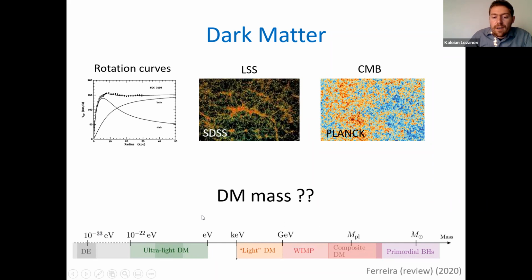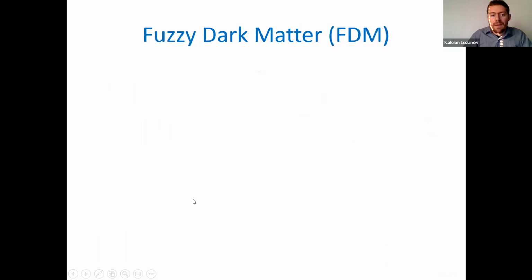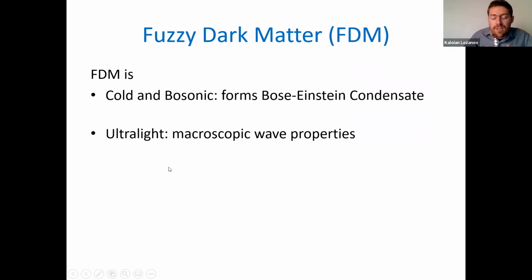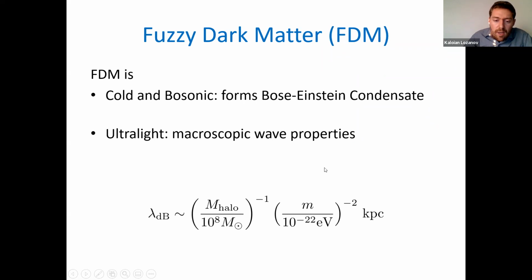And now we're going to focus on the lower end of this dark matter particle mass spectrum, a scenario known as fuzzy dark matter. So in our work, we assume that fuzzy dark matter is cold and bosonic, which allows it to form a Bose-Einstein condensate in the early universe. Since the fuzzy dark matter particle is ultralight, its wave-like properties are manifest on macroscopic scales. For instance, a fuzzy dark matter particle belonging to a dark matter halo of about 100 million solar masses has a de Broglie wavelength of about 1 kiloparsec.